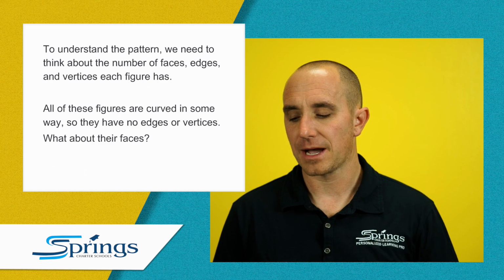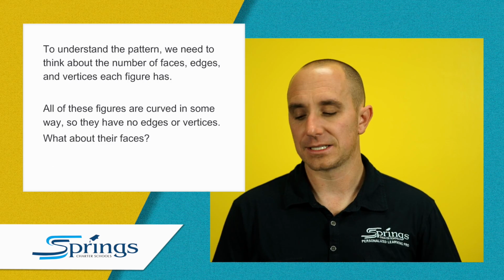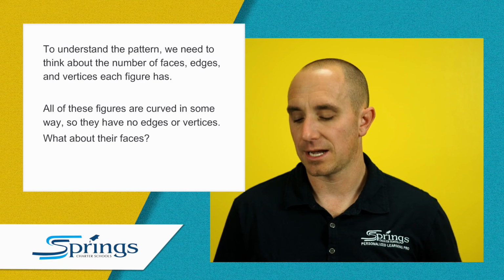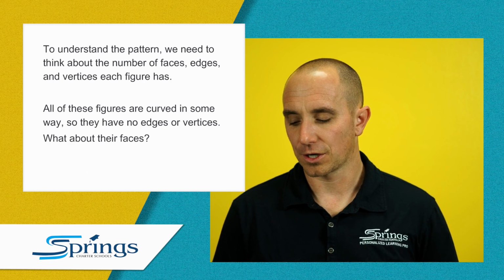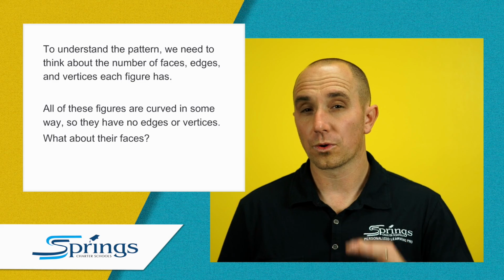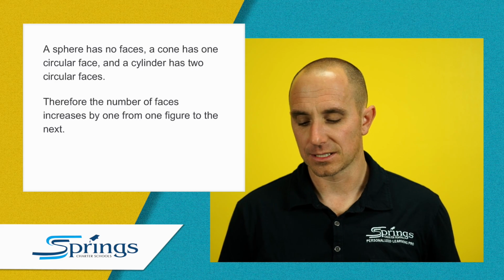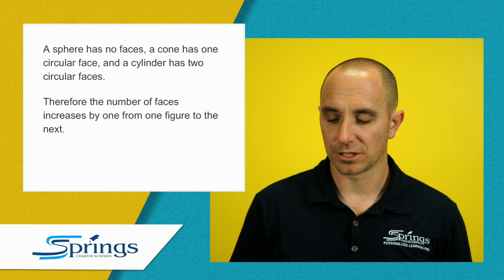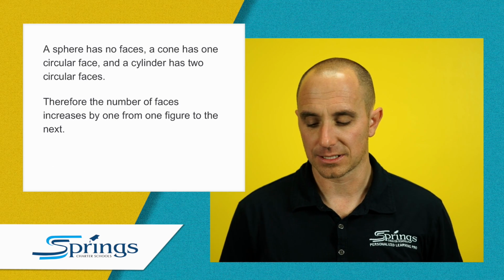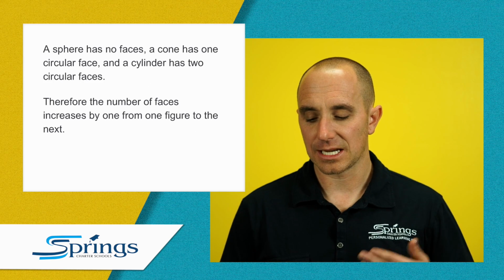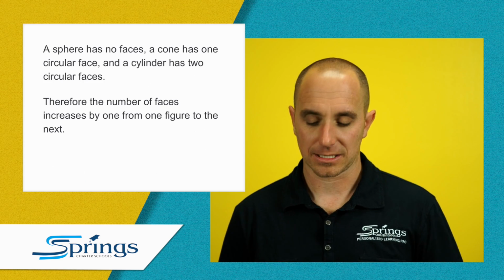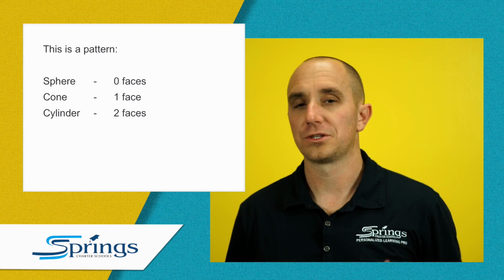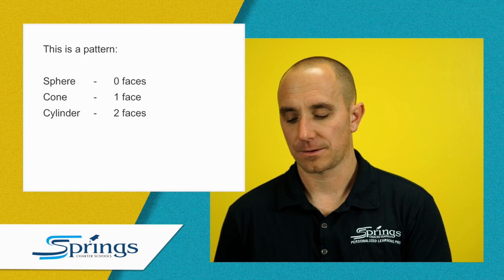To understand the pattern, you need to think about the number of faces, edges, and vertices each figure has. All of these figures are curved in some way, so they have no edges or vertices. So what about their faces? A sphere has no faces, a cone has 1 circular face, and a cylinder has 2 circular faces. Therefore, the number of faces increased by 1 from one figure to the next. So the pattern is 0, 1, 2 for sphere, cone, and cylinder.